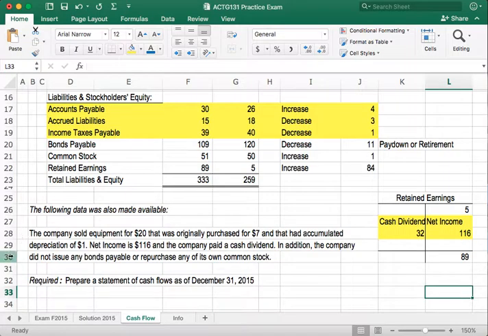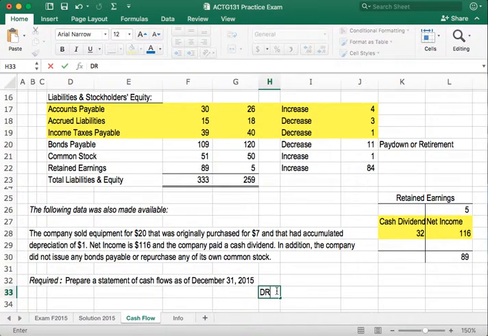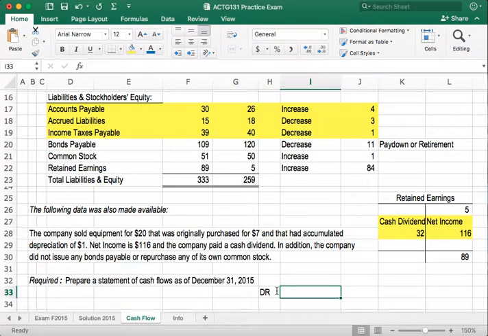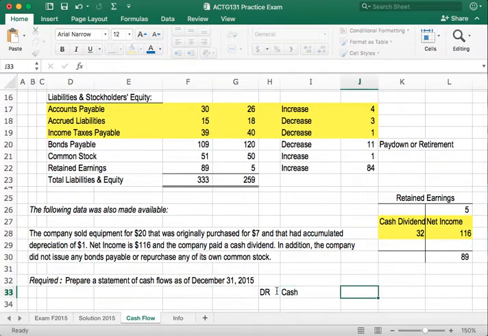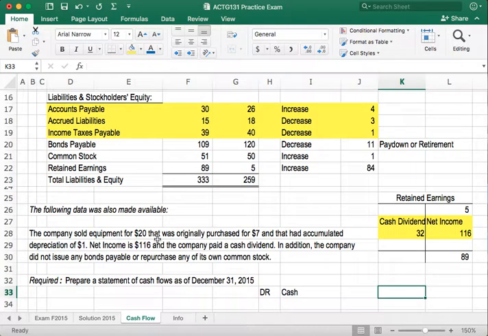The company sold equipment for 20 that was originally purchased for 7 and that had accumulated depreciation of 1. I always tell students, create the original journal entry. So let's do that now in this little location. So we're going to debit cash. It states that the company sold the equipment for 20. So I'm going to put 20 here as a debit.